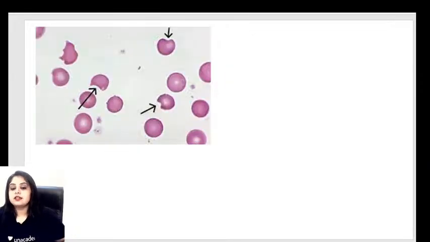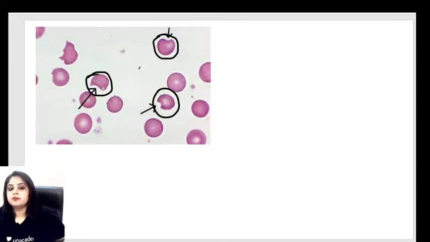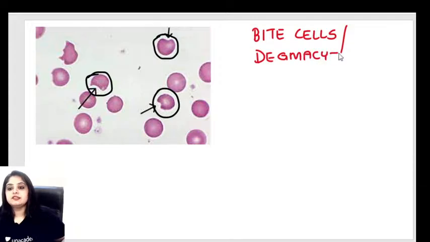Okay, meanwhile I had started off with the third one, and yes, all of you are right. I think this is the most classical one, the three arrows, because the cell looks as if it's bitten off. So firstly, all of you are right, these are definitely bite cells, but bite cells have another name to them, and bite cells are also known as degmacytes. And which disease do we see this in? We see this in G6PD deficiency.